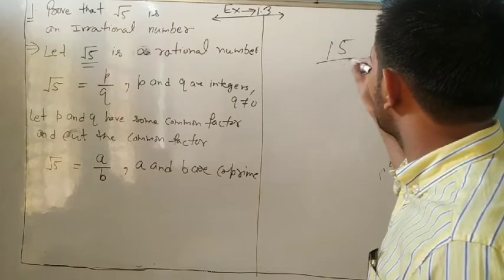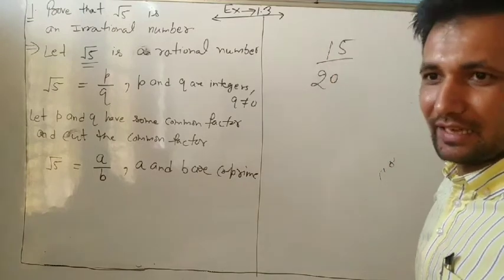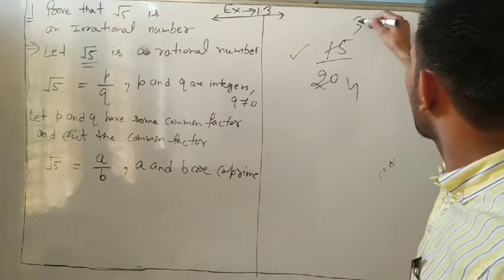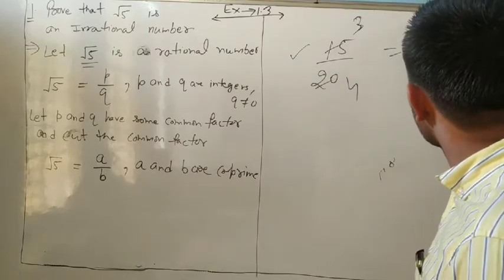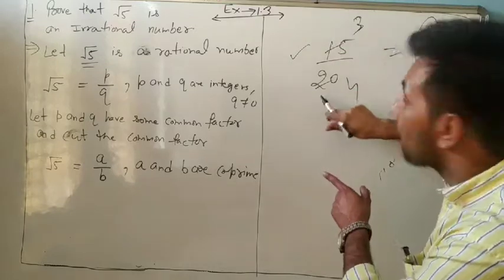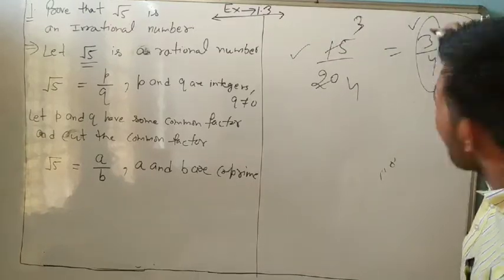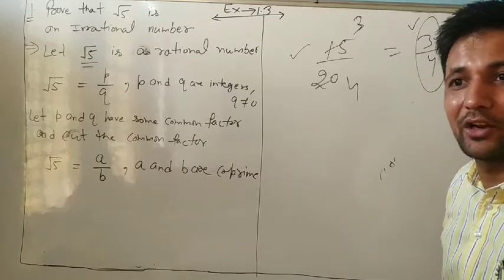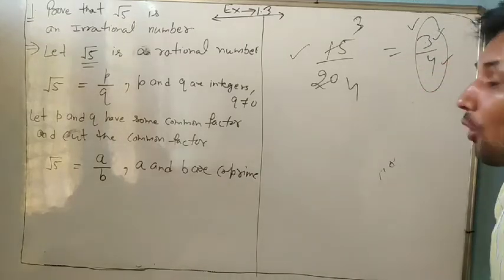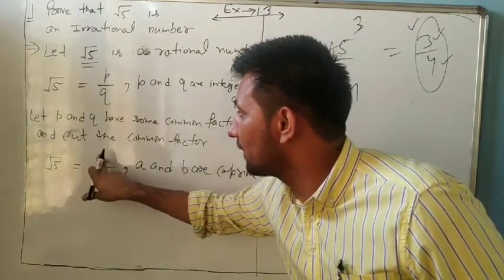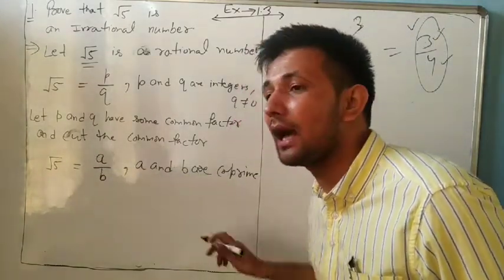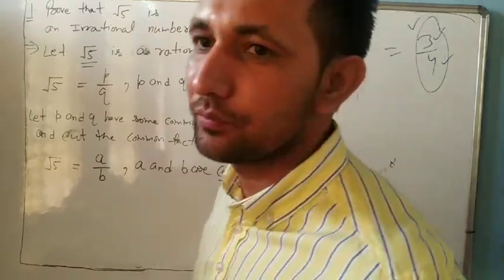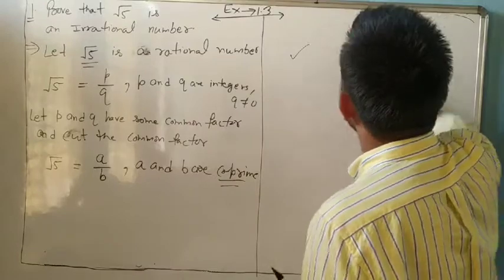Look at one more example. 15 divided by 20. It is a rational number. When we cut, 5 threes are 15, 5 fours are 20, so 3 by 4. When we cut the common factor, we get a new number. And after cutting the common factor, do 3 and 4 have any common factor? No. So what type of numbers are these? Co-prime. So root 5 equals A by B, where A and B are co-prime. Now our question starts.